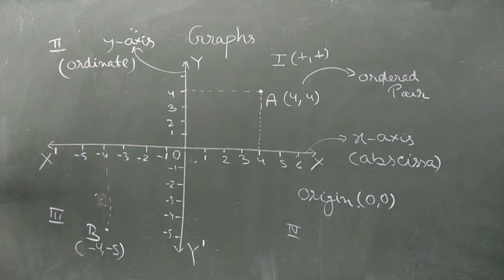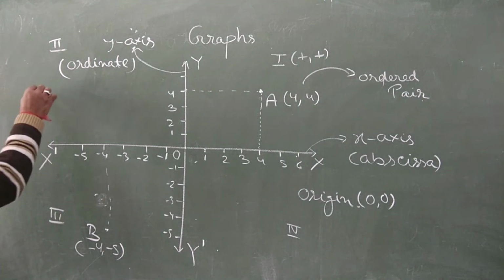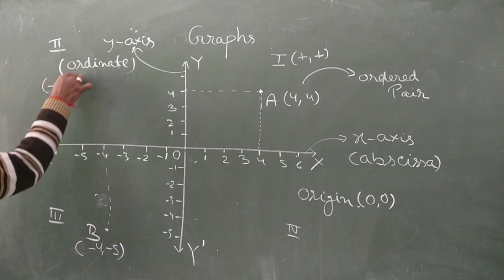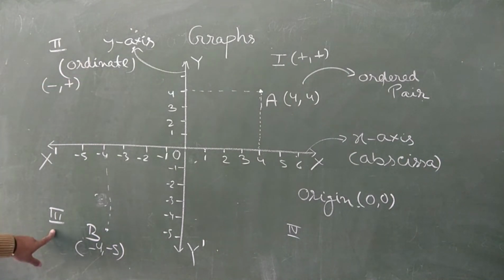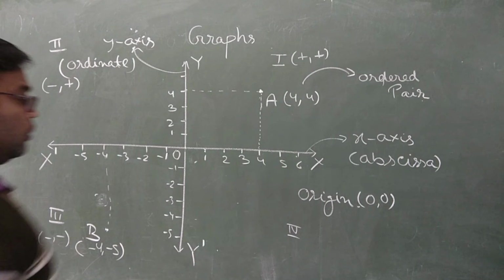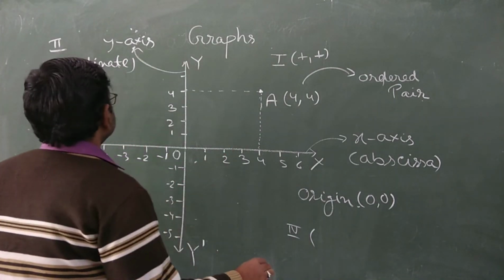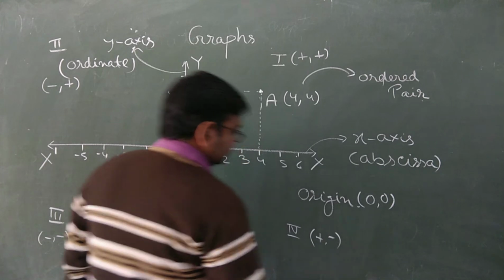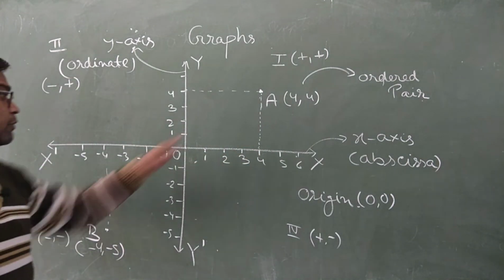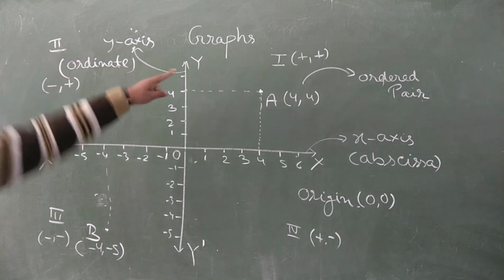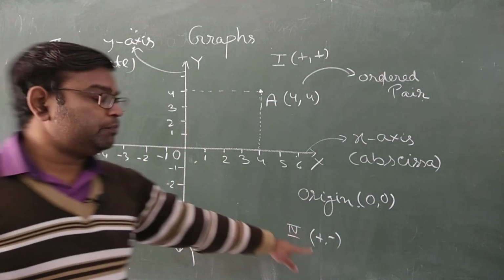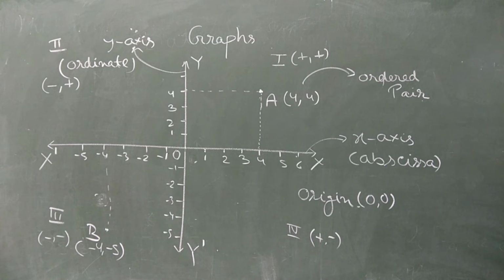In the second quadrant, the x value is negative, the y value is positive. In the third quadrant, all are negative, meaning x negative, y negative. And in the fourth quadrant, not all are negative, x is positive, y is negative. If we observe diagonally, they have opposite signs: plus plus, so minus minus; minus plus, so plus minus. All these are the concepts of your graph and sign convention.